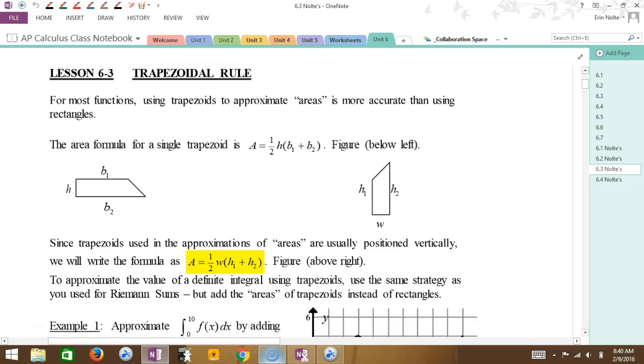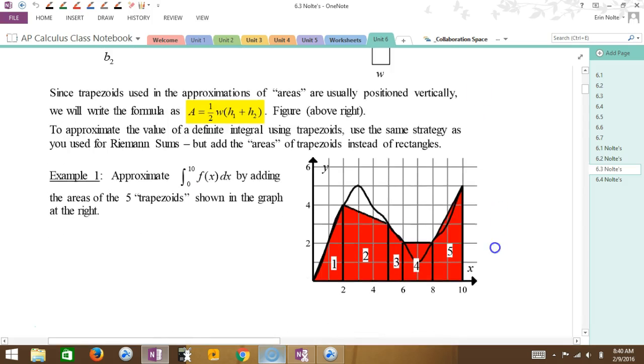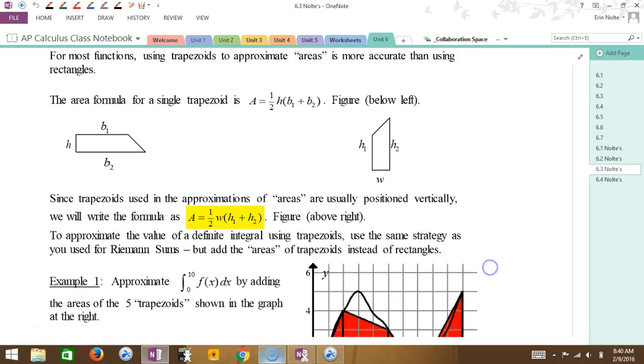Okay, so trapezoidal rule is exactly like the Riemann sum rectangular rule, but instead of using rectangles, we're going to use little trapezoids. Okay, so the first thing that we have to remember is the area of a trapezoid. Does anybody remember what the area of a trapezoid is? 1/2. Very good. It's like highlighted right there. Good job.